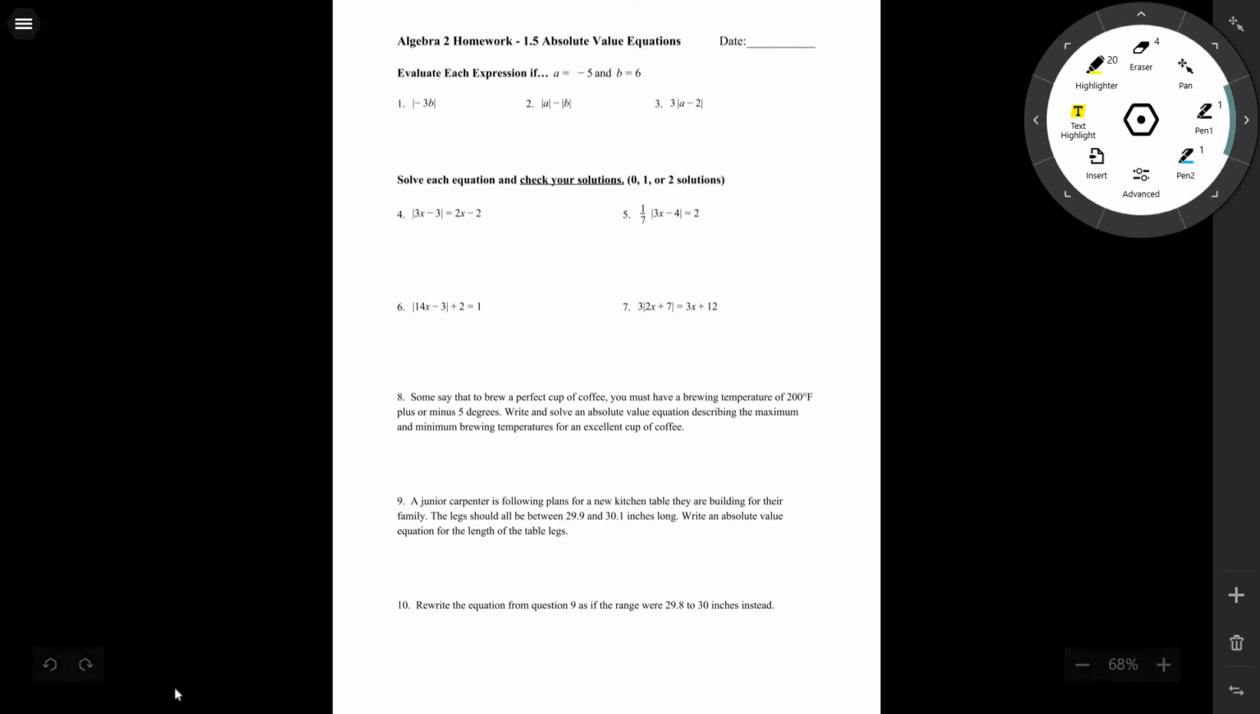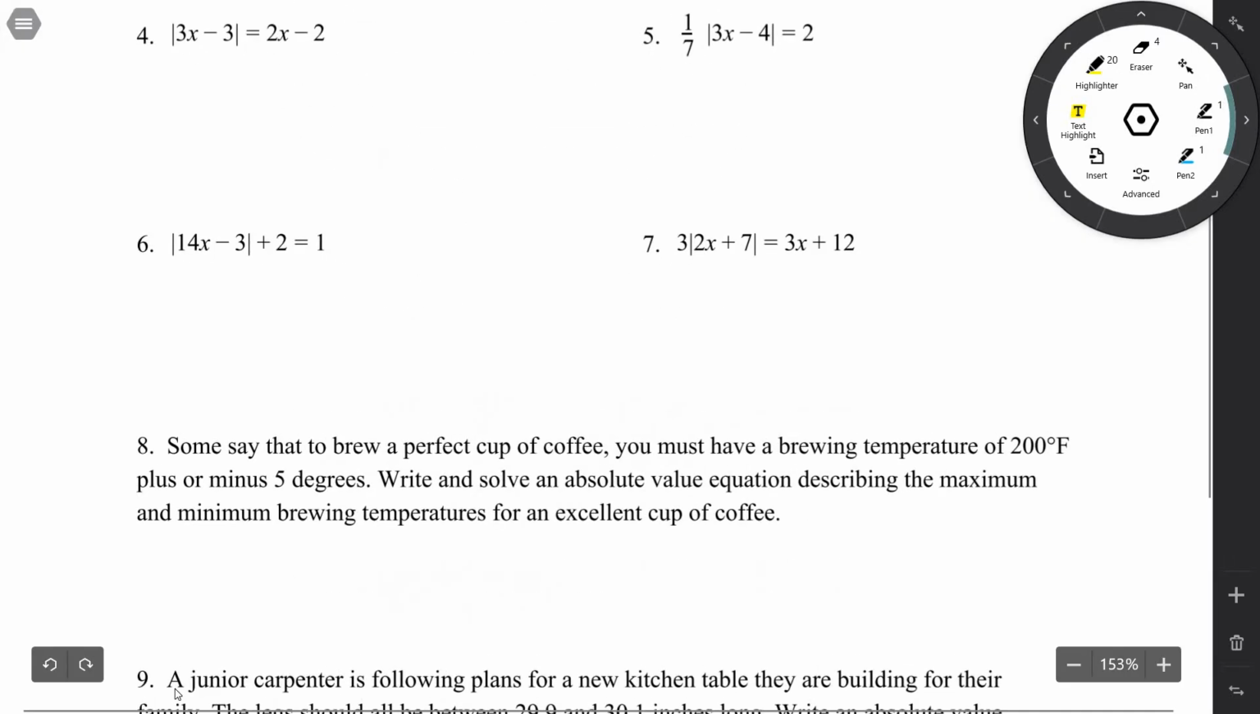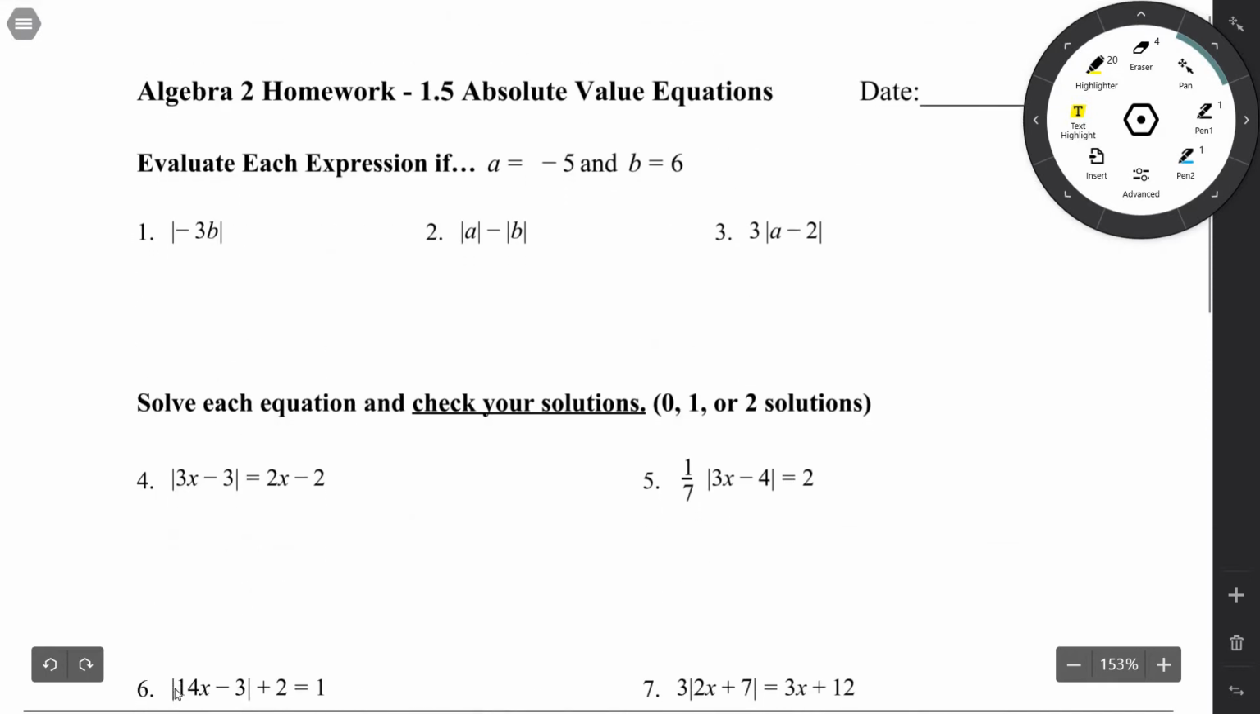Hello everyone, welcome to Algebra 2 homework 1.5, absolute value equations. This is right after doing the 1.5 homework, so if you have those notes or you are struggling to remember exactly the right steps for solving an absolute value equation, let's pull them up and have them right next to you.